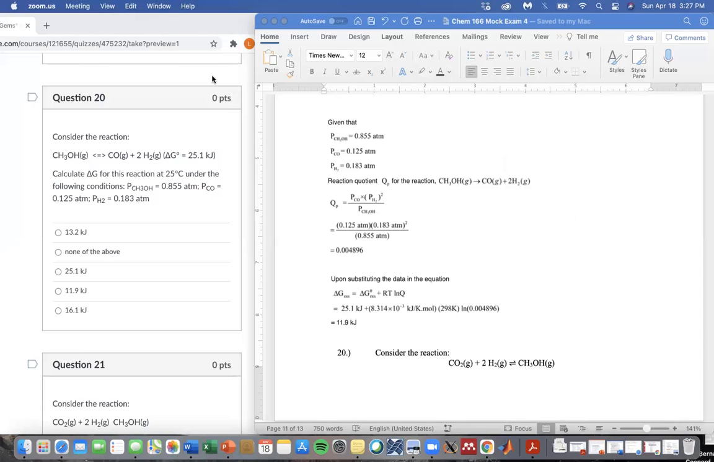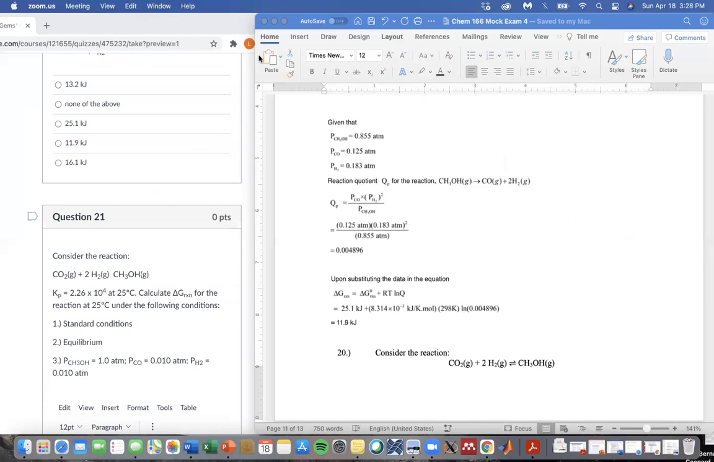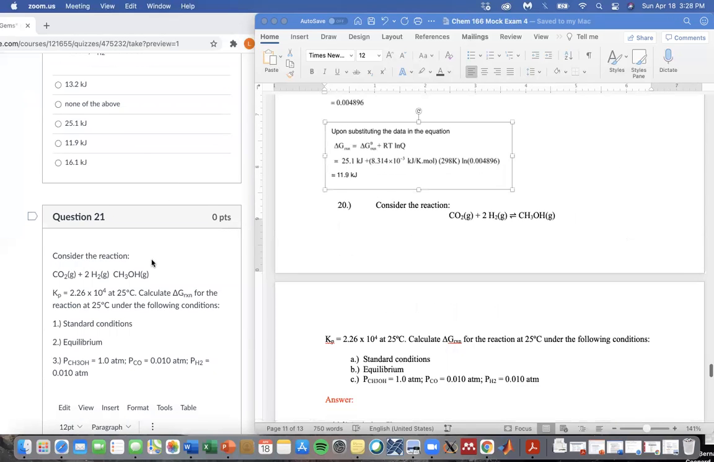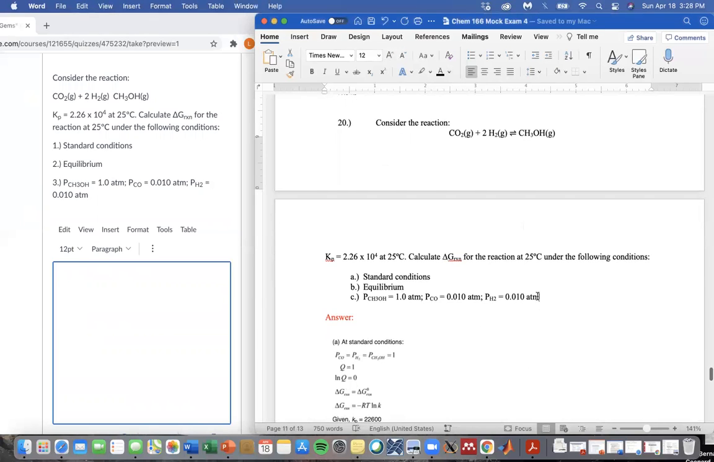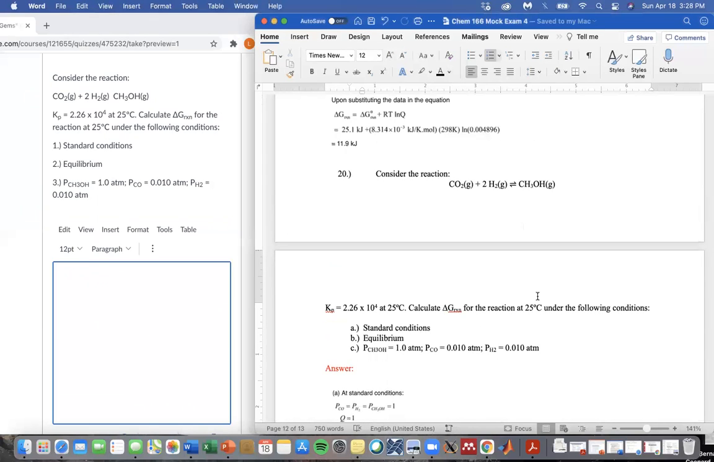Okay, so in the next reaction, we have CO2 plus 2H2 forming CH3OH. And so you were given 3 different things to calculate delta G at. You have to calculate it at standard conditions, at equilibrium, and then at a bunch of different pressures. So we'll start at standard conditions.